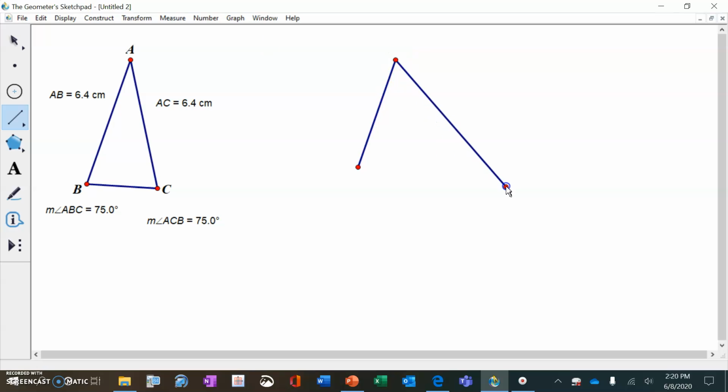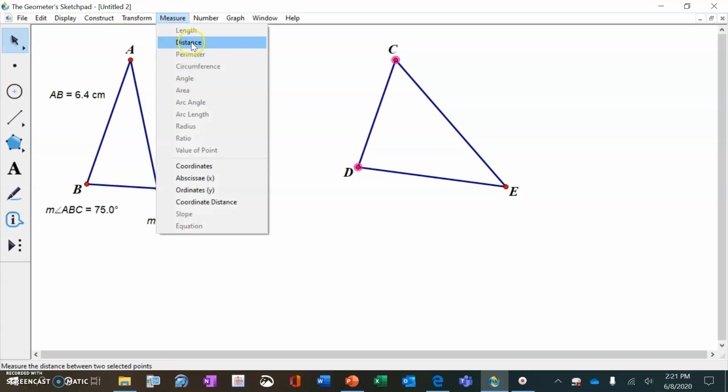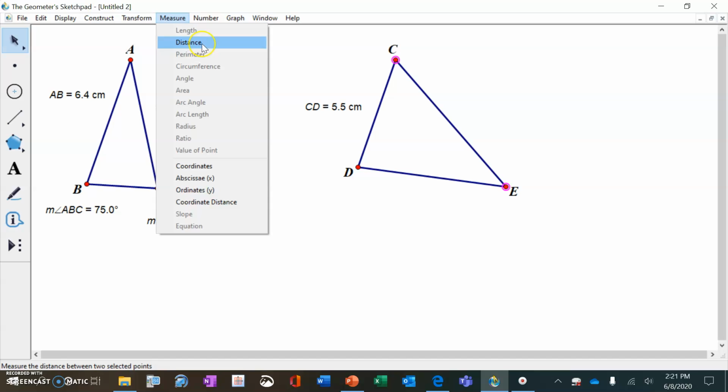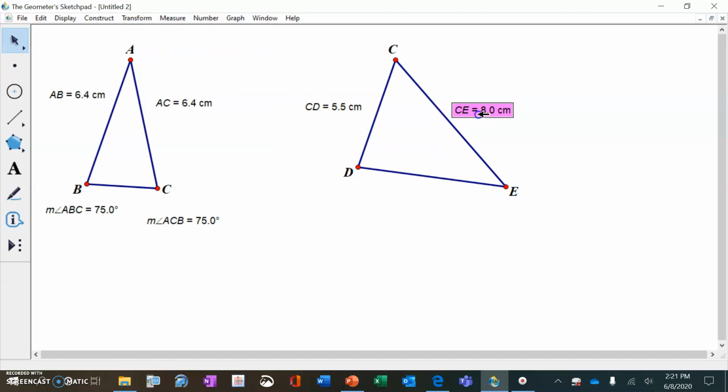So I'm just going to do any triangle here. And I'm going to label it. So this is C, D, and E. Okay, I am going to also measure the distance from C to D. And that distance is 5.5. I'm going to measure the distance from C to E. I do not think that it's the same. Nope, it's going to be 8.